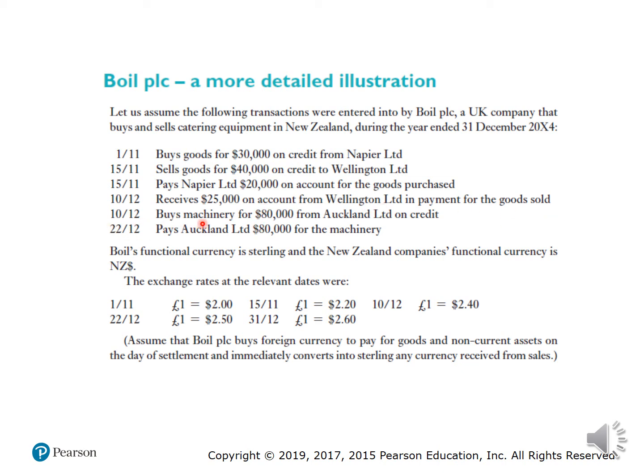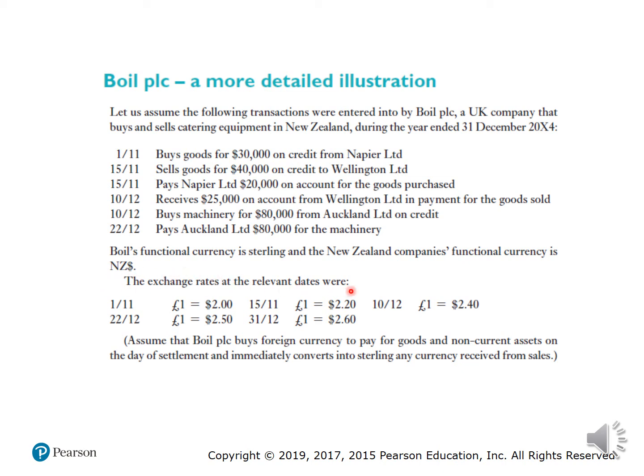On 10th of December again, buys machinery for 80,000 from Auckland Limited on credit, and on 22nd of December pays Auckland Limited 80,000 for the machinery. Boyle's functional currency, obviously it's a UK company, so the pound sterling is the currency for Boyle, and for the New Zealand company, the functional currency should be the New Zealand dollar.